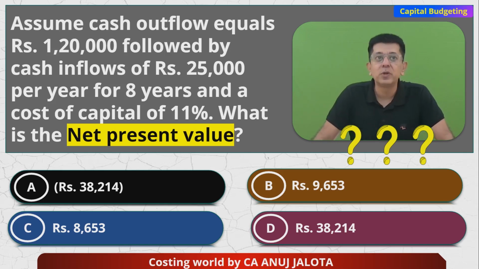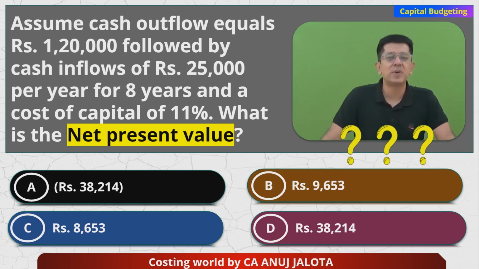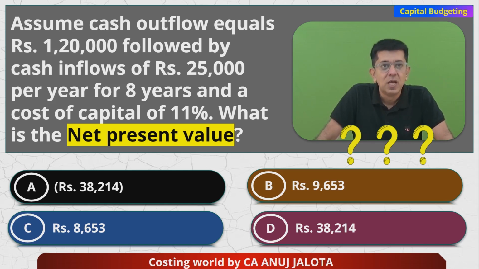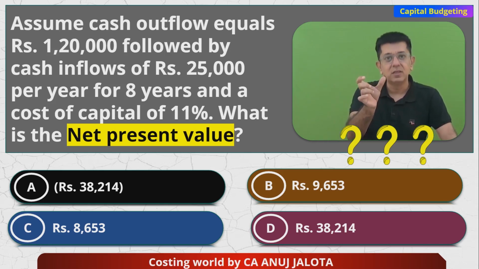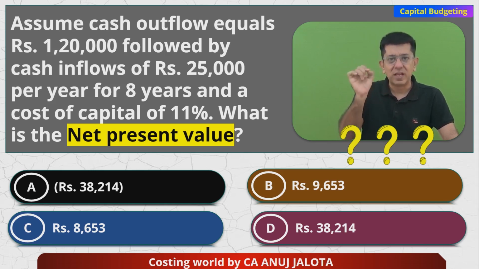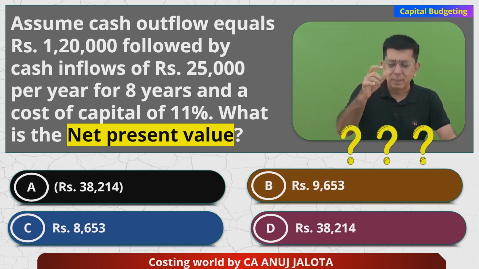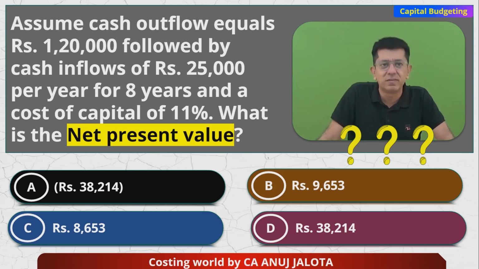Now, time for me to be doing that. NPV is present value of inflows less present value of outflows. Present value of inflows, 25,000 each and every year. Multiply that by the discounting factor at the rate of 11% for 8 years. Your present value of rupee 1 invested for 8 years, in my language we call that the cumulative discounting factor.